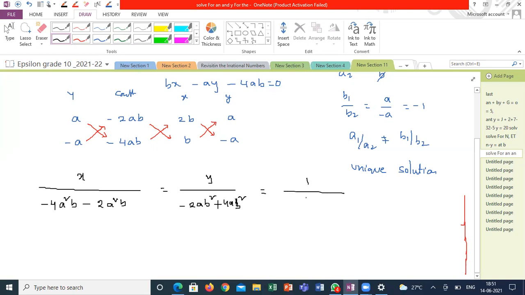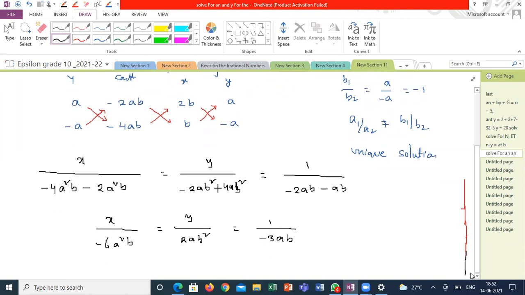1 divided by 2b into minus a, that is minus 2ab, minus a into minus of a into b is minus ab. So x divided by minus 4a square b minus, so minus 6a square b. y divided by 2ab square, 1 divided by minus 3ab. So now it is ready to solve for x and y.